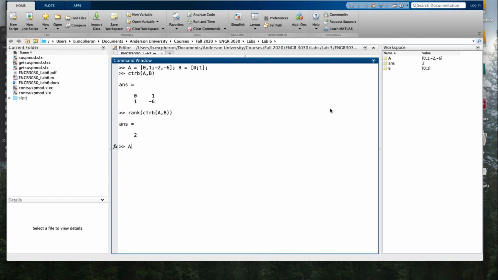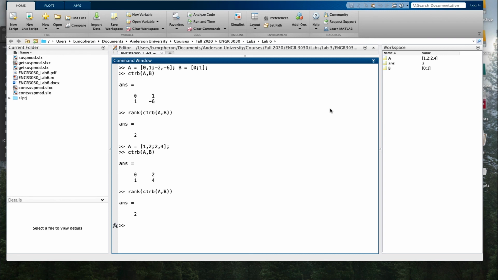Let's repeat this with a changed A. A is 1, 2, and 2, 4. B is going to stay the same. Let's check my controllability matrix. I've got 0, 1, and 2, 4. And if I check the rank of that, I get a rank of 2, just like I did by hand.